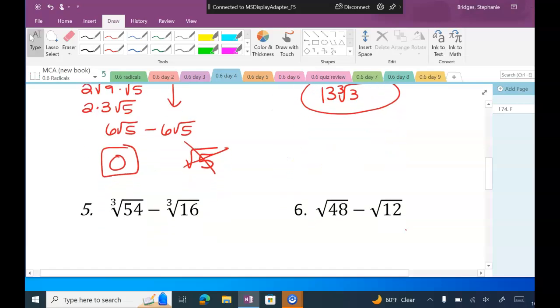All right, I would like for you to try both of those. Simplify both terms in number 5. Okay, neither of those are perfect cubes as they sit, but they can be simplified. And then the same thing with number 6. You're going to need to simplify both of those. Those are square roots. Make sure you're looking at the proper column in your chart when you're trying to simplify.